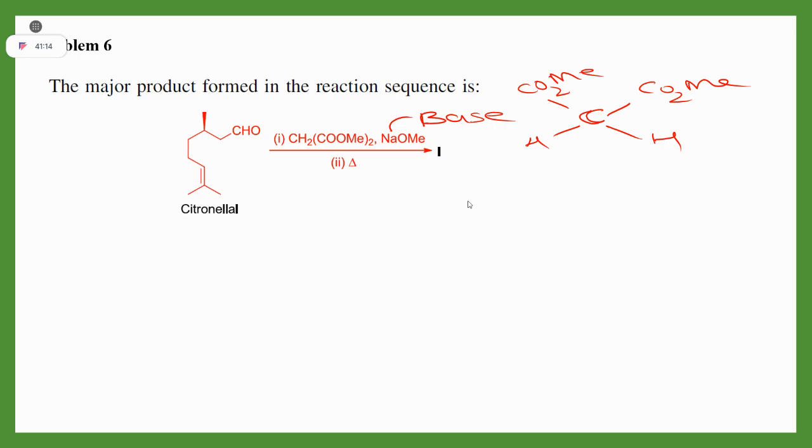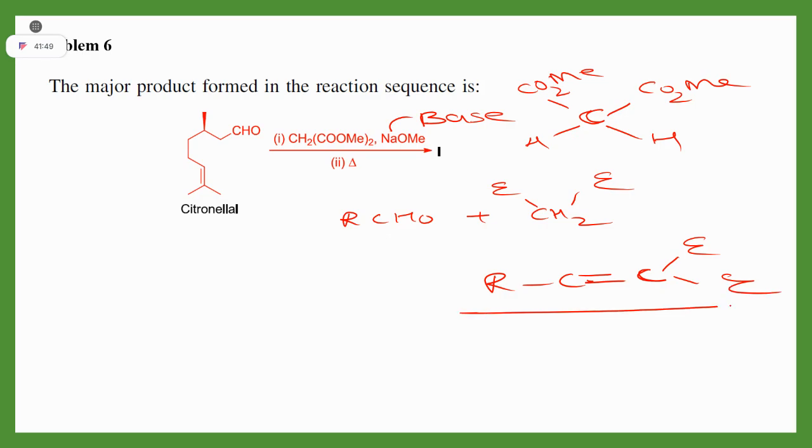Cannizzaro reaction takes place between two molecules of aldehyde in presence of strong base such as concentrated sodium hydroxide. Another option, tell me. Knoevenagel condensation reaction. Okay, basically whenever you have RCHO and active methylene compound, you just have to replace this carbonyl oxygen with this group. This is your simple Knoevenagel condensation product. Okay.